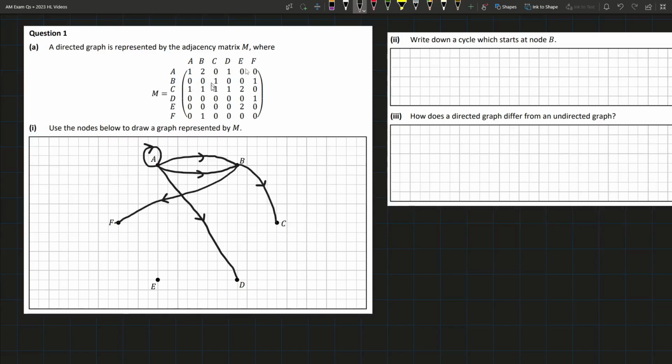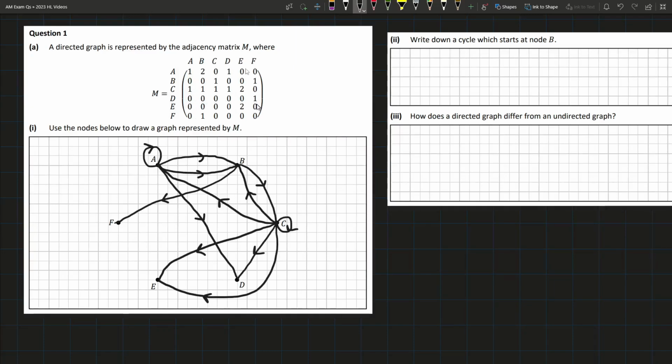Now we're moving on to C. For C, there are a lot. So we have 1 going from C to A, so we can draw that in here. We have 1 going from C to B, so we can draw 1 like that. 1 going from C to C, so we're going to have a loop with a little arrow. 1 going from C to D, so we can draw 1 down there. 2 going from C to E, so we can draw 1 here, and then we'll go around here just so we're not cluttering up the middle. So there's a 2 to E, and we have 0 to F, so we can move on.